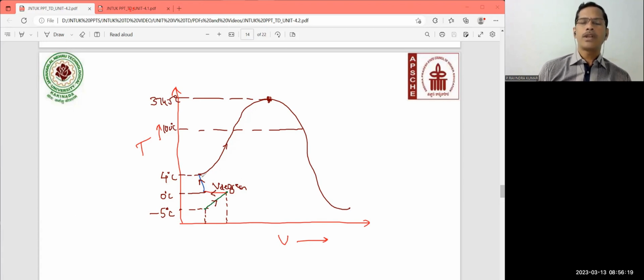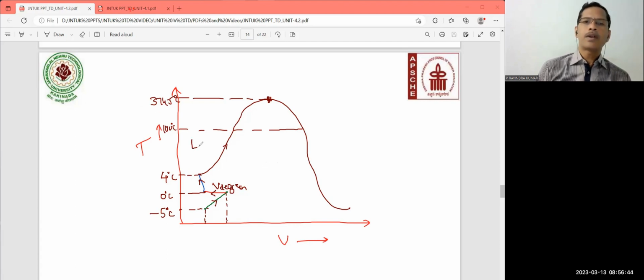That means from 0 degree centigrade to 4 degree centigrade, the water gets expanded. Whereas other substances, like carbon dioxide, get contracted on freezing. Only water gets expanded on freezing. So that is something the student has to observe.